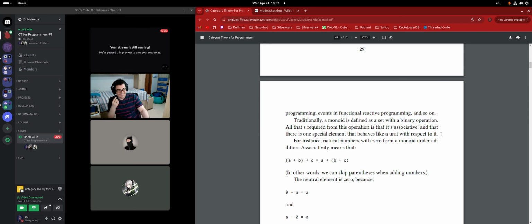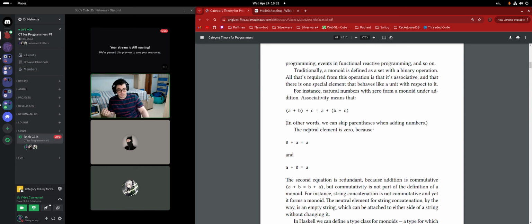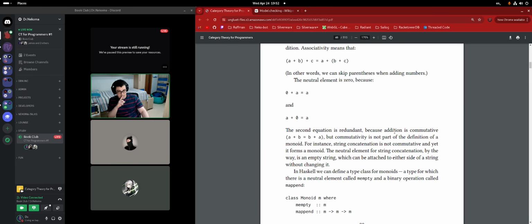Sure. So this is basically the definition of associativity. We are going to show a monoid here, and we need the neutral element, which in the case of addition being the append is 0. That means we have an addition which happens to be commutative. It doesn't have to be, but in this case it is.